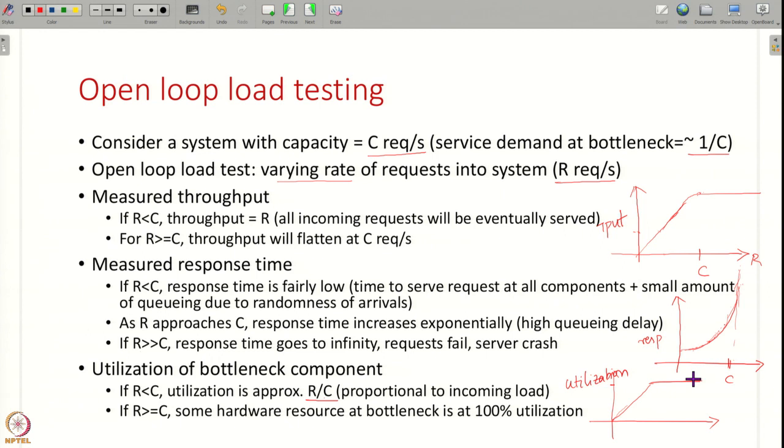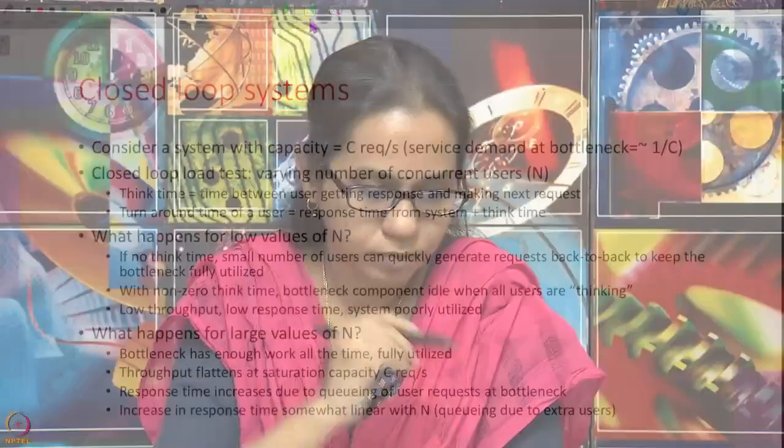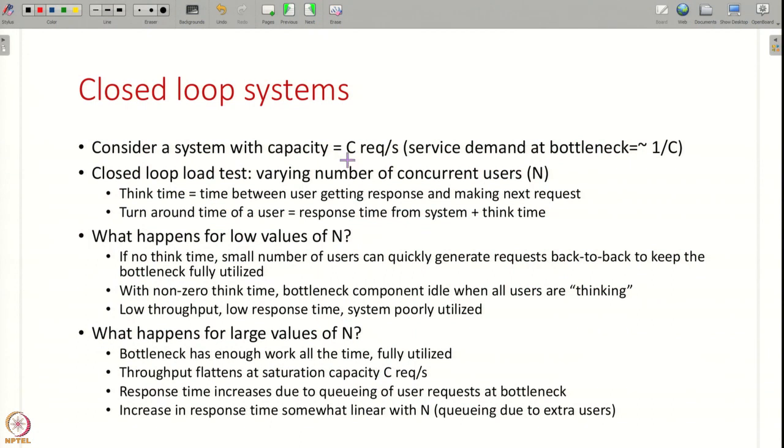Okay? These are all intuitive, your common sense will also tell you this, but you can use the equations in queuing theory to derive similar values. So, when you run an open loop load test, this is what you should expect. Now, what about closed loop systems? Once again let us consider a system with a capacity of C requests per second, and now in a closed loop system you are varying the number of concurrent users. This is how you vary the load.